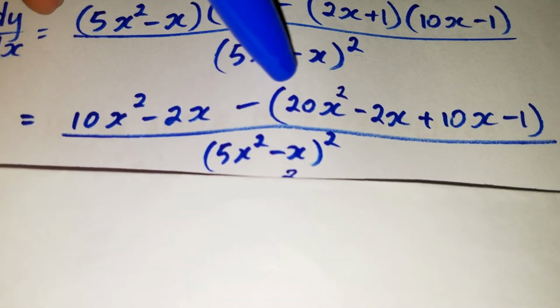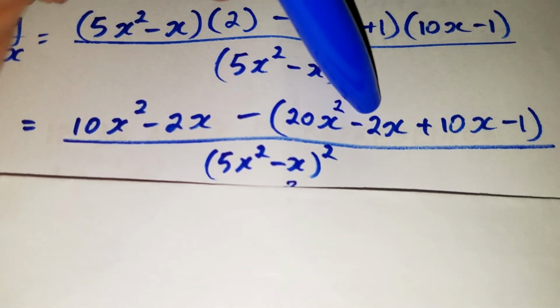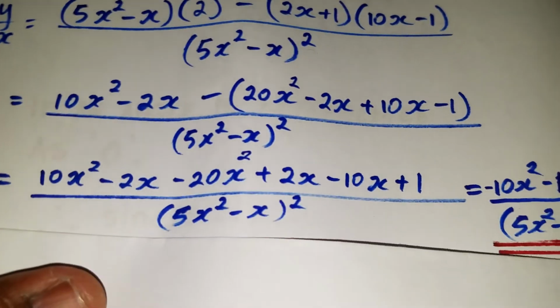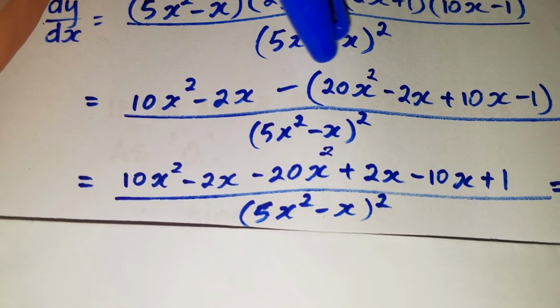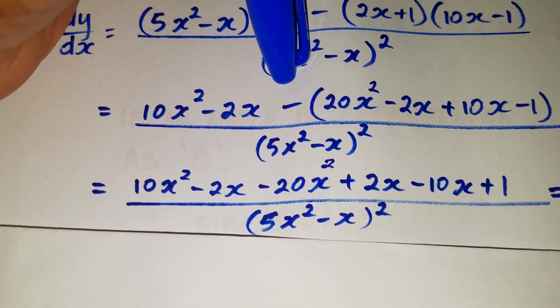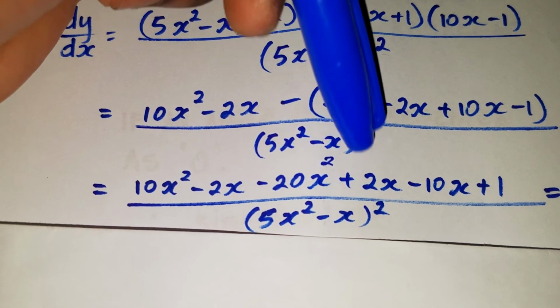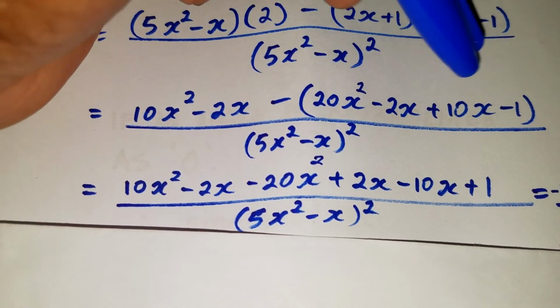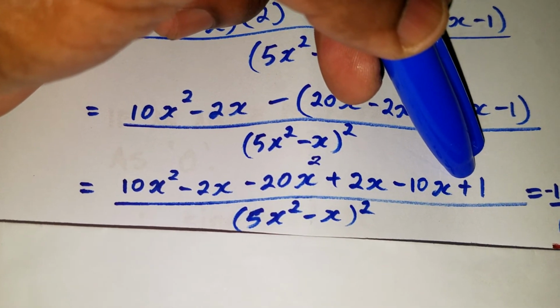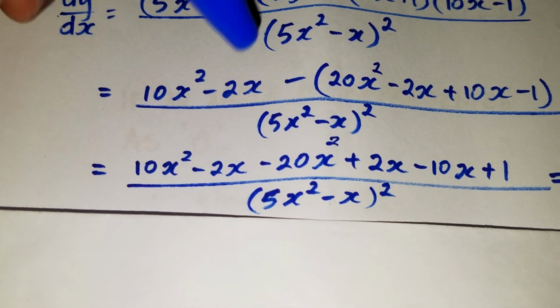So when the negative is outside of a bracket, we change each term inside to the opposite, as we can see here. So it would be negative 20x squared. Negative times negative would be positive 2x. Negative times positive will be negative 10x. And negative times negative will be positive 1. So this is the term that we now have.